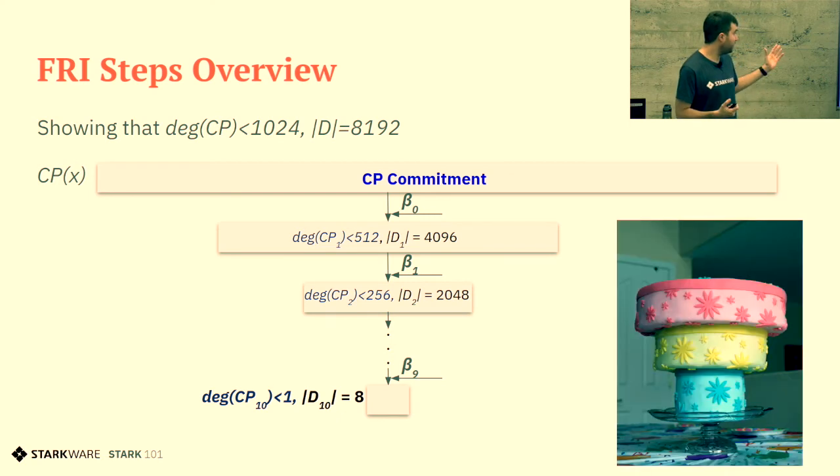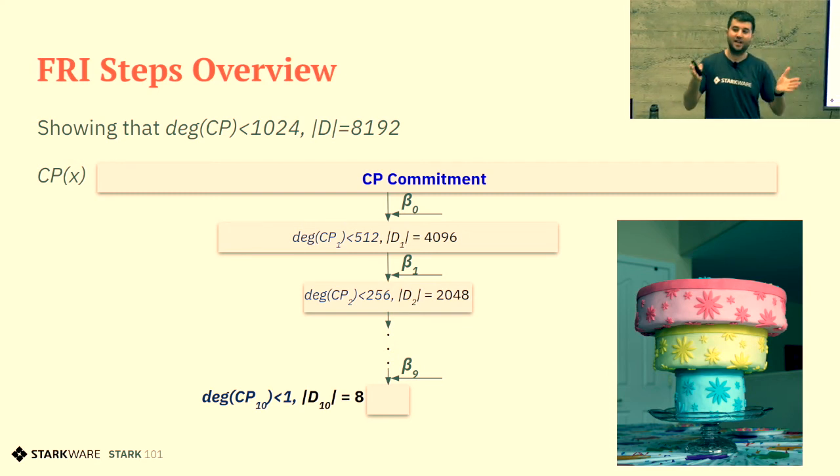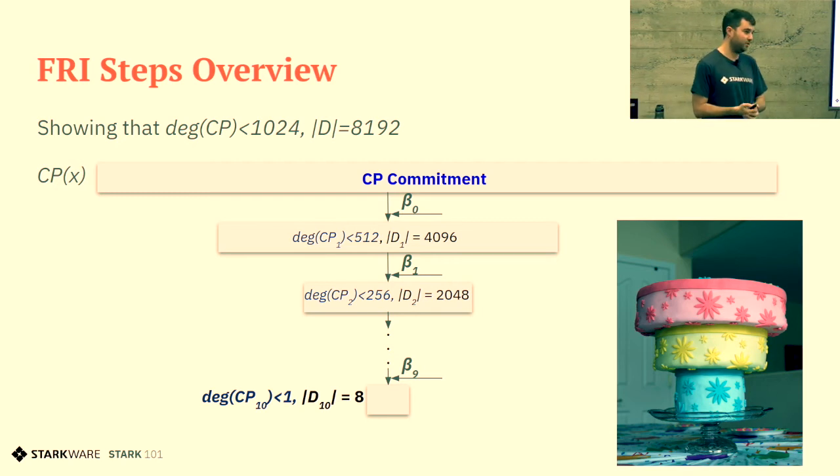So the FRI steps look like this cake. We start with a large layer, and in each step, the layer is reduced by half until we get to the point that it is constant.